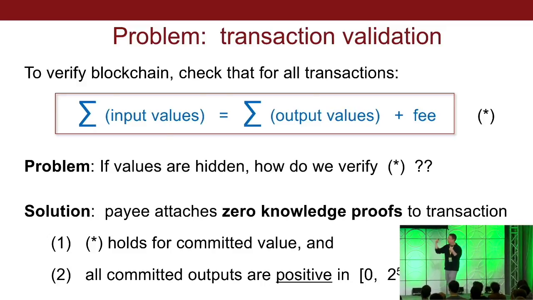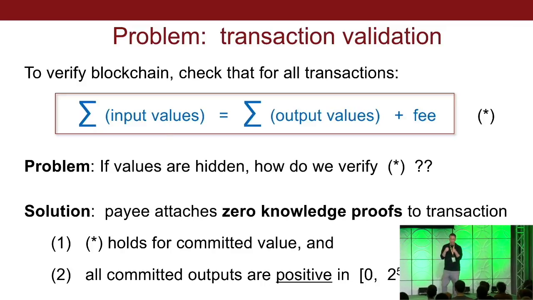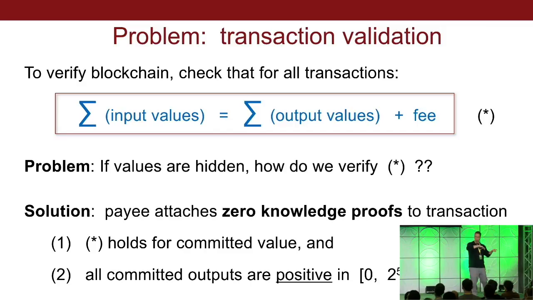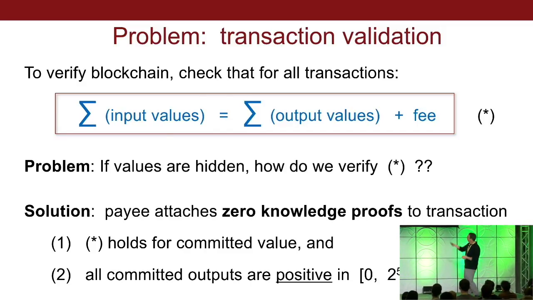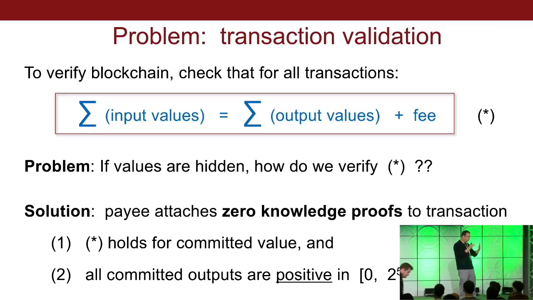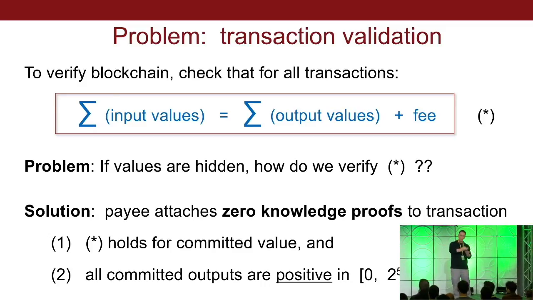If there's a mismatch, if these two sides are not equal to one another, then the transaction is invalid because it means money is either being destroyed or money is being created. So every miner, and in fact anyone in the world, has to be able to verify that every single transaction on the blockchain satisfies this equality.